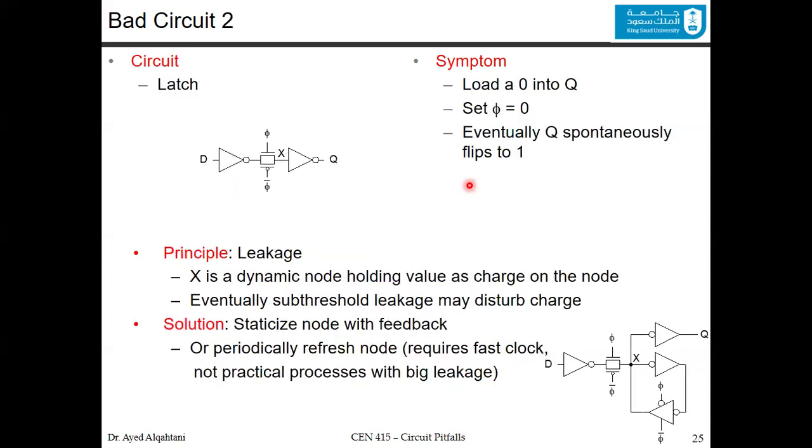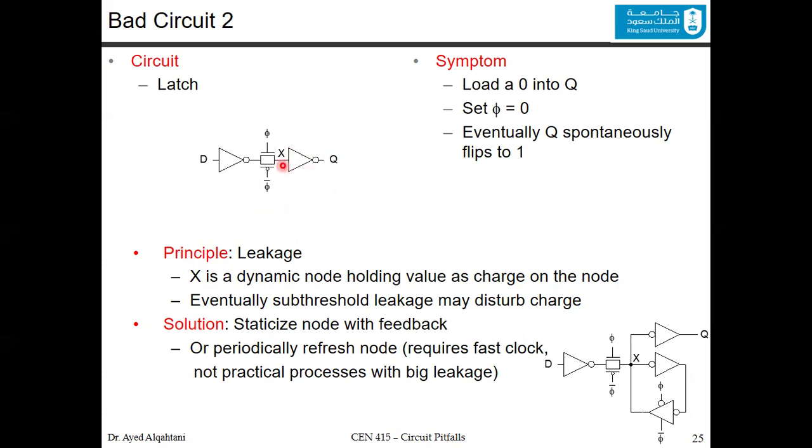The second bad circuit is a latch. That was one of the earliest designs of the latch. The symptoms: you load a 0 into the Q. You set phi equal to 0. Eventually, the Q spontaneously flips to 1, from 0 to 1. If it flips from 0 to 1, that means the X is the other way around.